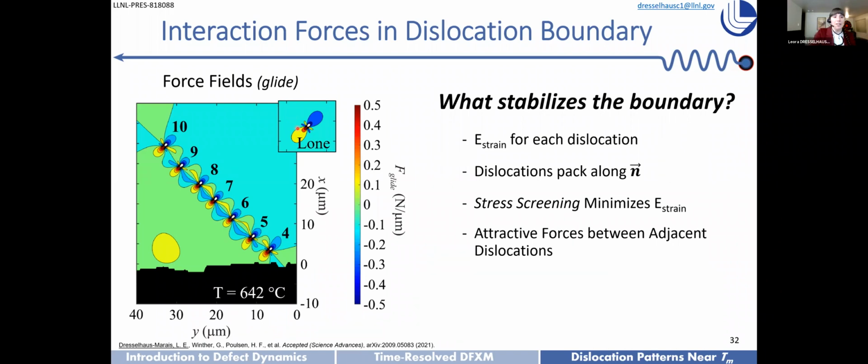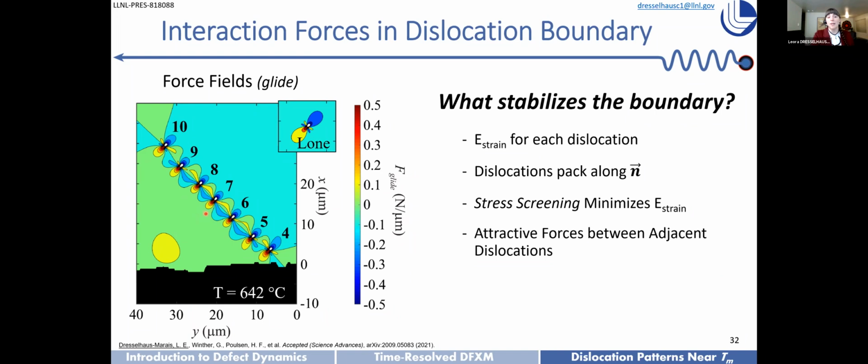Now, of course, we can integrate this over the corresponding volume, and this gives us the strain energy cost that each dislocation imparts upon the lattice itself. However, when we start to pack these dislocations along their slip plane normal, as we do for this dislocation boundary, what we find is an effect called stress screening. This is the dislocations interacting with each other as they're next to each other in an additive way, screening the amplitude and spatial extent of the strain fields that emanate from the dislocation cores, also creating an attractive force between these adjacent dislocations.